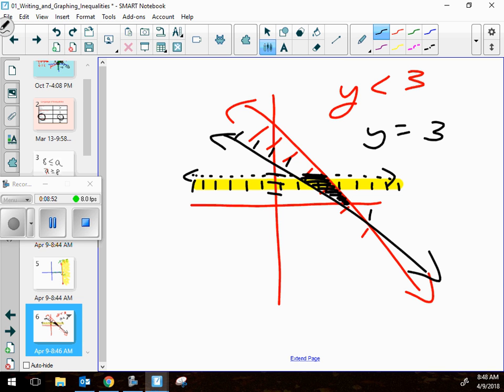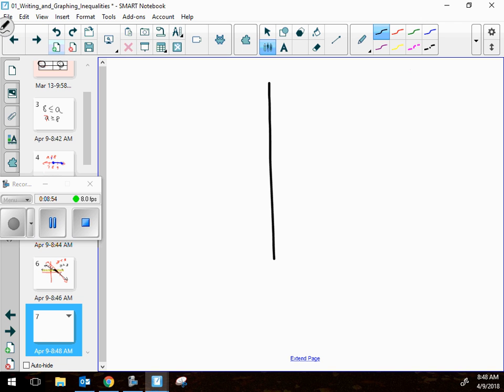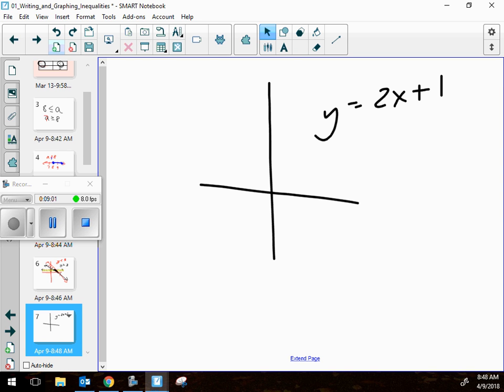Okay, so that's where we're headed. Would you please graph this? Y equals 2x plus 1. Just plain old-fashioned y equals that to start with. In a second, I have it shaded. Graph that.